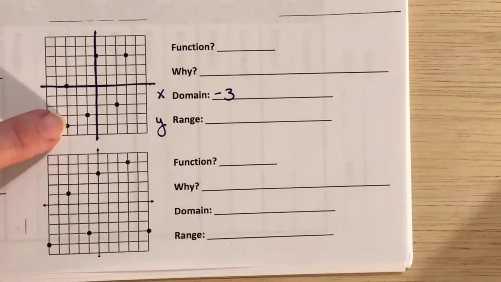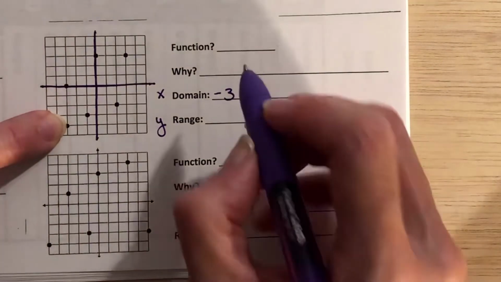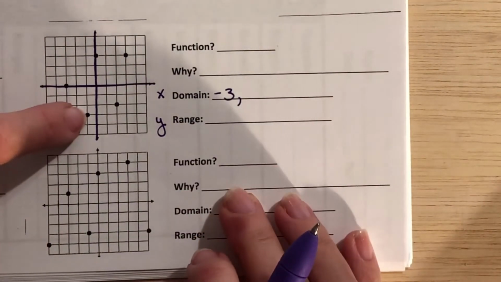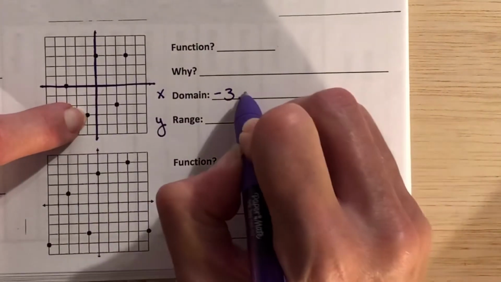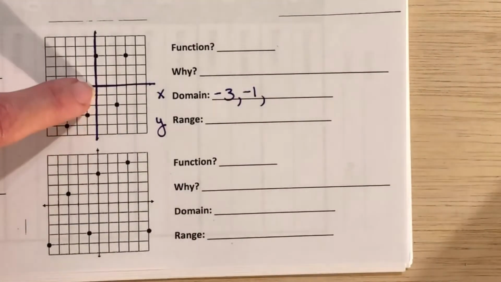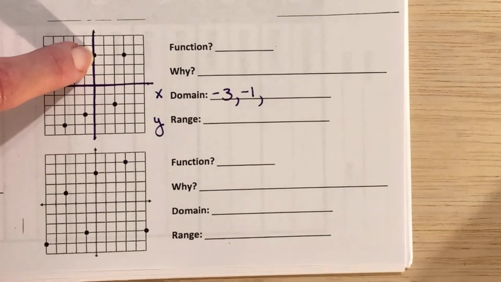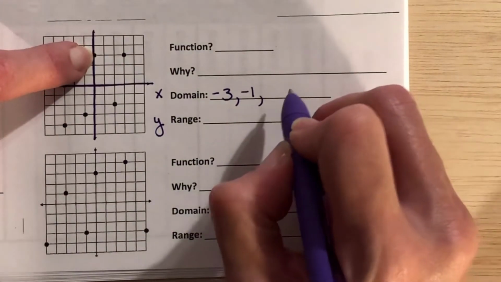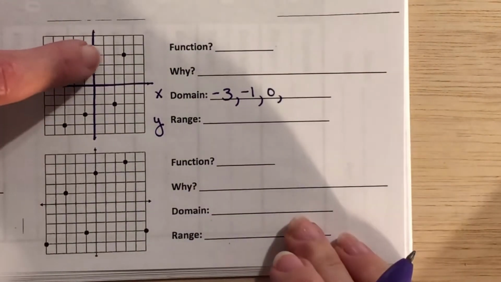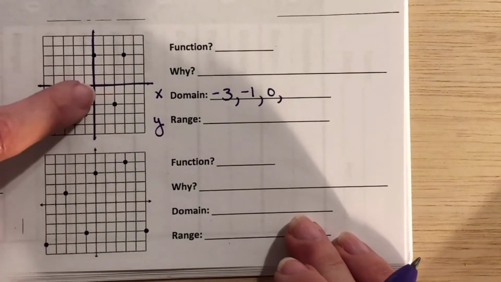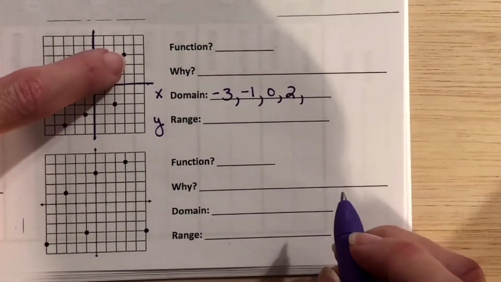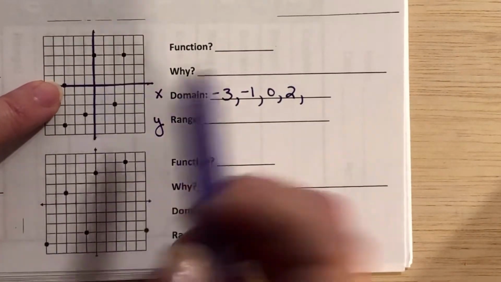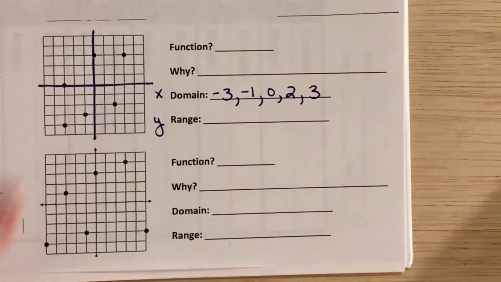And that value is also -3, so I'm not going to list it twice. My next one would be this point, and that x value is going to be -1. My next point is this one, and that x value is 0 because it's right on the axis. My next one would be this one, and the x value is 2. And my next point would be this one, and the x value is 3. So those are my x values, my domain.